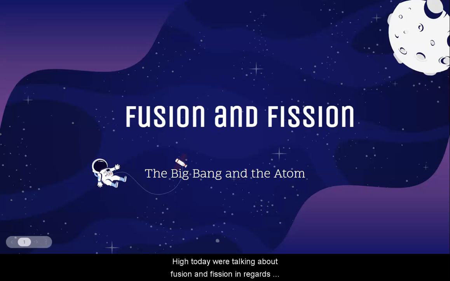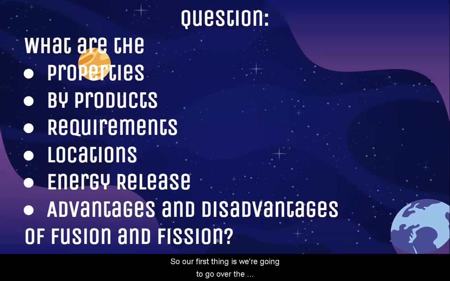Hi, today we're talking about fusion and fission in regard to the Big Bang and the atom. So our first thing is we're going to go over the questions of what are the properties, byproducts, requirements, locations, energy release, as well as the advantages and disadvantages of both fusion and fission.